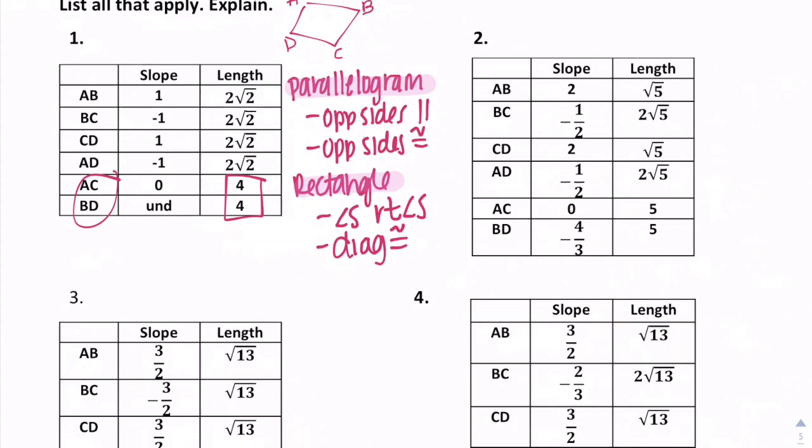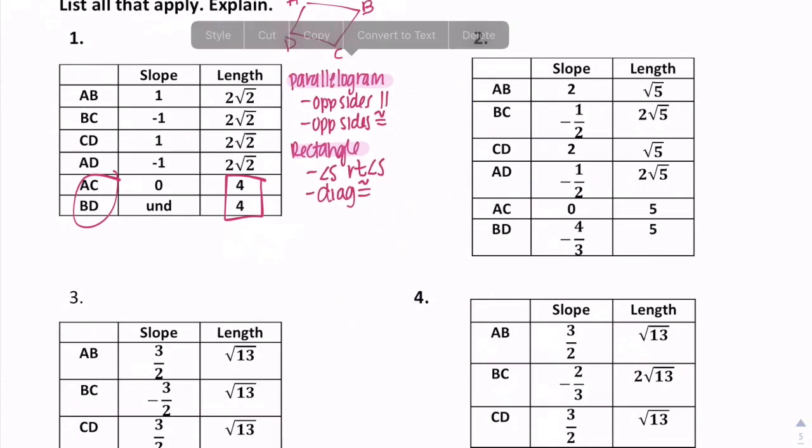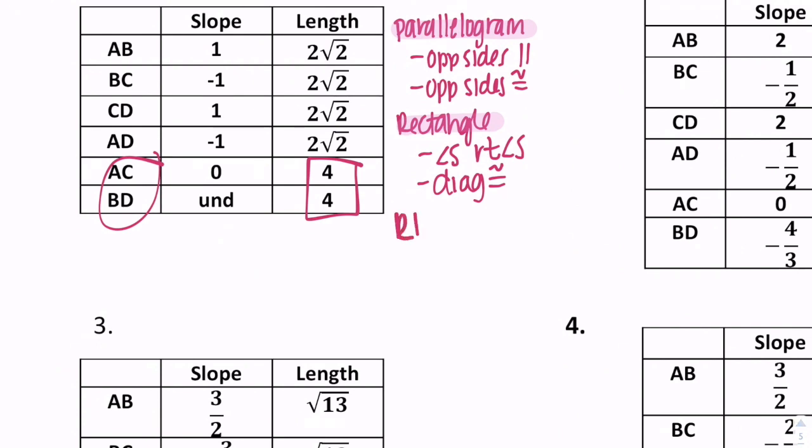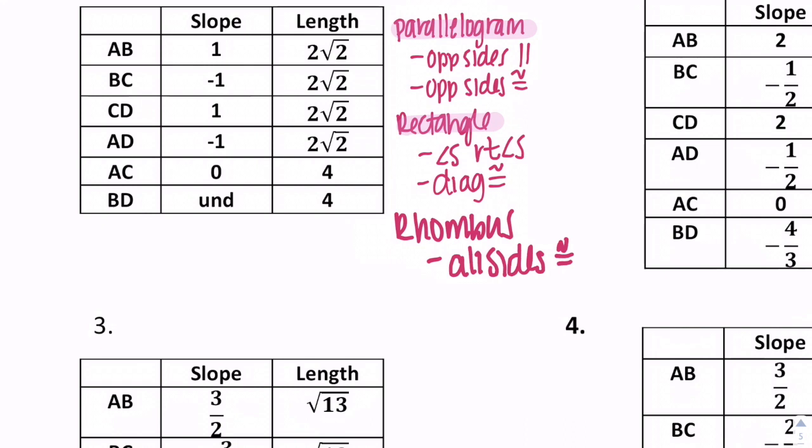All right. Is this a rhombus? Let's check. If it was a rhombus, all of the sides would be congruent. Well, are all the sides congruent? Yes, they are. So it's a rhombus. What else could you have checked? Oh, I should put all sides congruent. You could have also checked if the diagonals are perpendicular. In a rhombus, the diagonals should be perpendicular. 0 and undefined slopes, those are perpendicular. So it is in fact a rhombus, passing both tests.